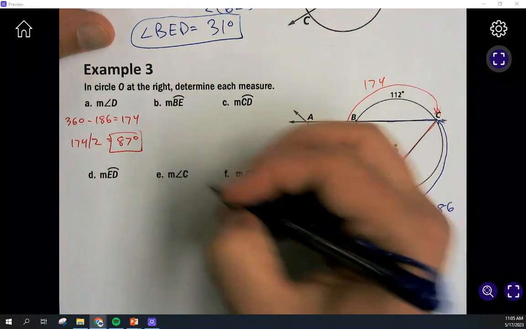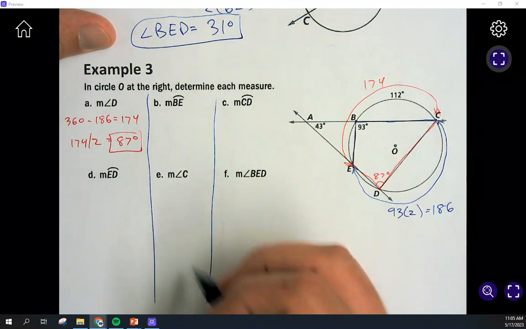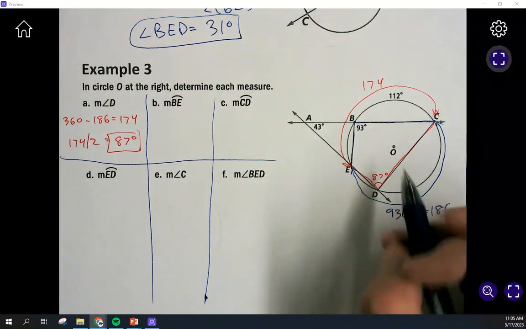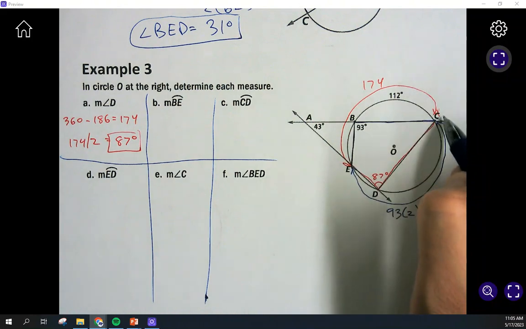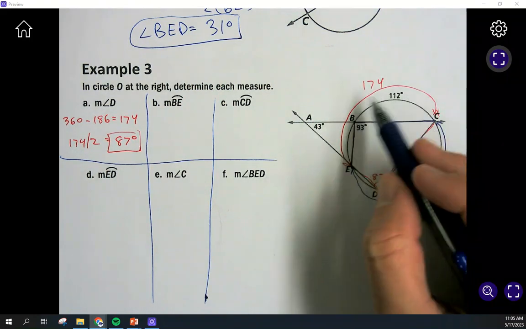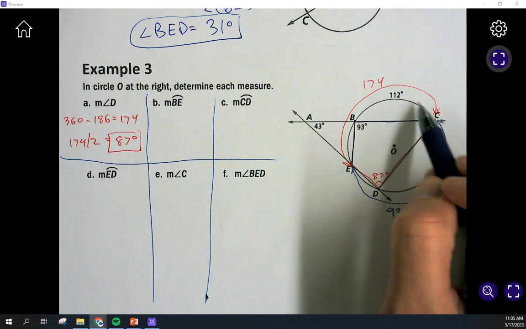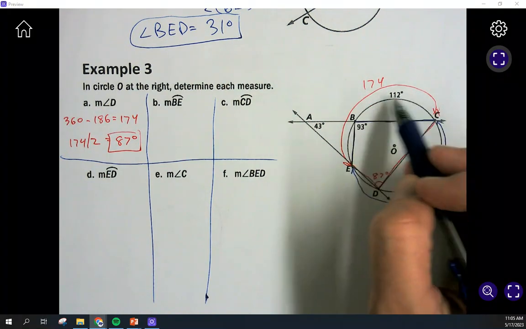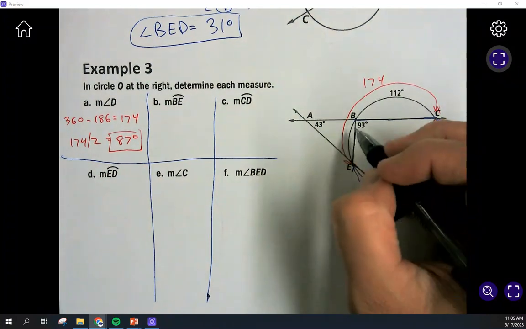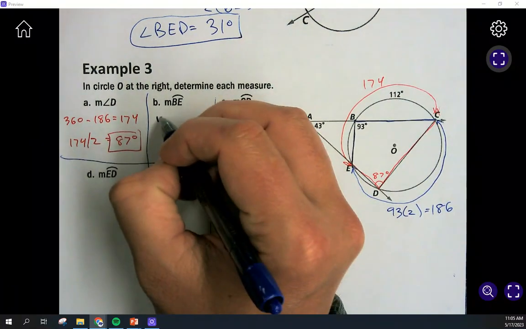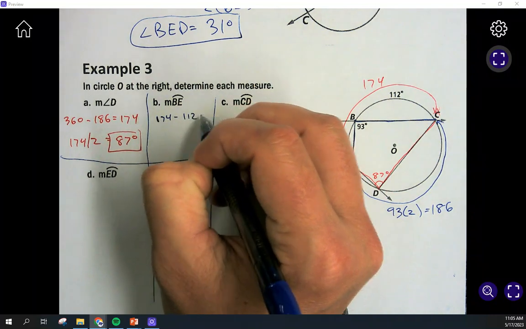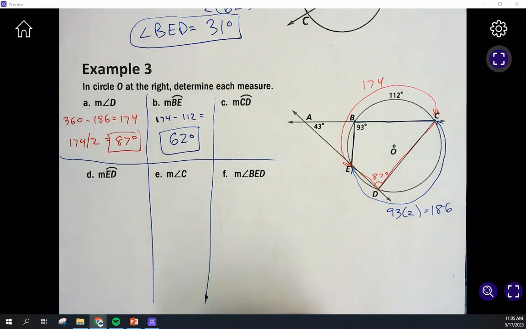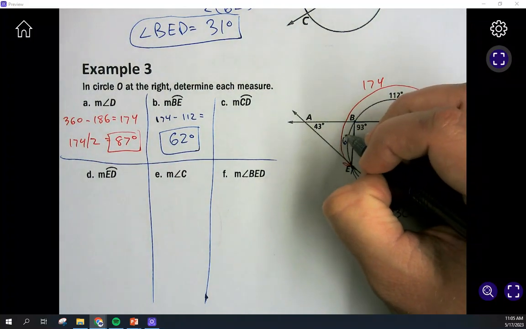Okay, now if I'm going to go ahead and find arc BE, I kind of already have all the information I need. This part's easy. So BE is right here. I know all of this is 174 from E to C, and I also know BC is 112. So all of this is 174. This piece is 112. I'm just going to go ahead and subtract those to get BE. So 174 minus 112, that comes out to 62 degrees. So BE in here is 62 degrees.